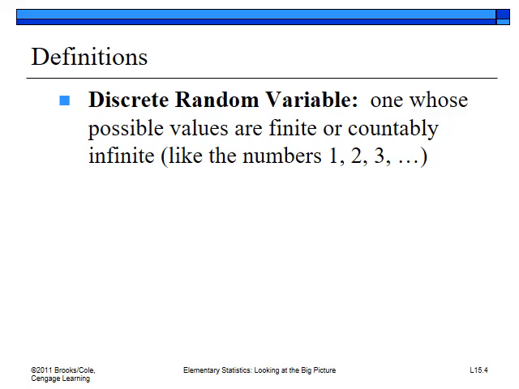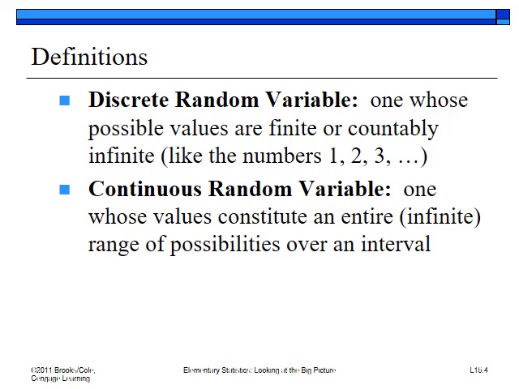Another way to think of it is a countably infinite set is one that looks like a list. So if you have an infinite set that can be expressed using a list, it's countably infinite. A continuous random variable is one where the possible values can cover everything in the entire range of possibilities over a set interval. So all the numbers between 0 and 10, including all the possible decimals, for example. That would be a continuous random variable.